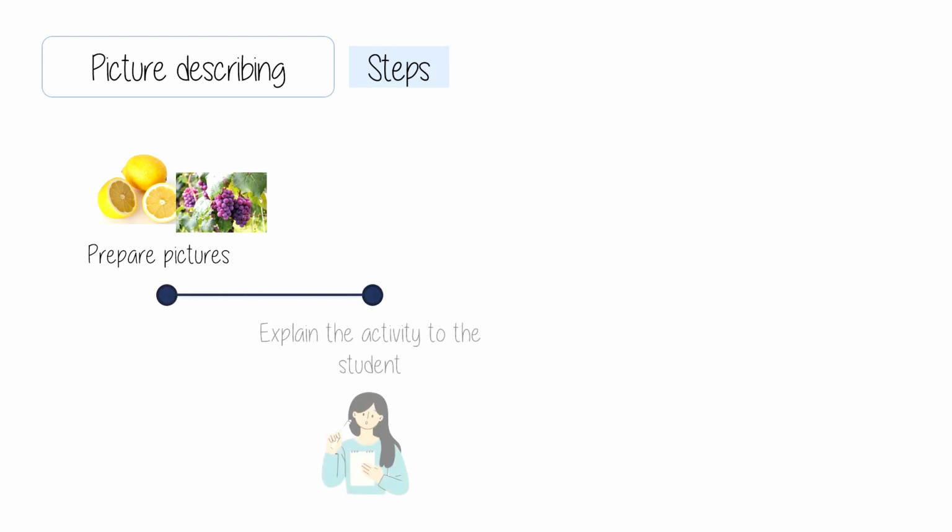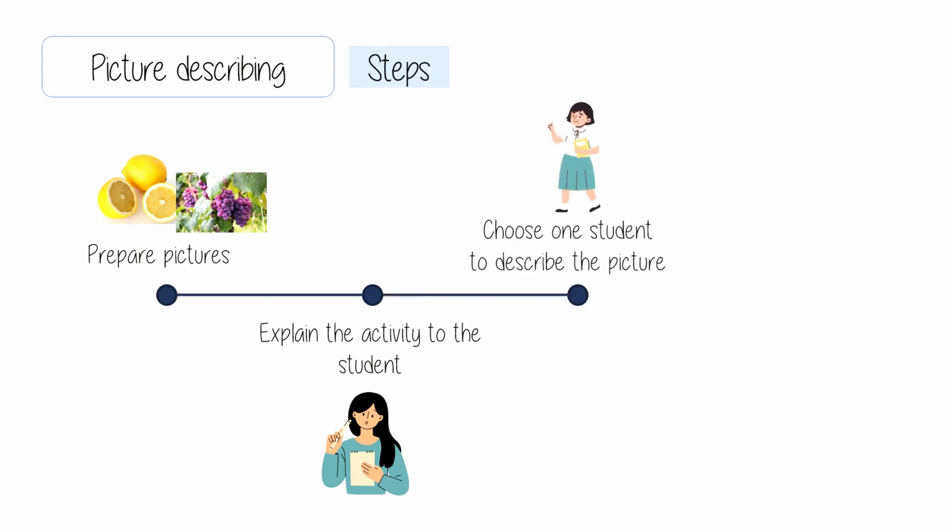The next step, after preparing pictures, is to explain the activity to the students. This is commonly done at the start of a learning process. We should explain to the students what we are going to do today, what the role of the students is, what their tasks are, and also what our role as a teacher is. The next step is to choose one student to describe the picture. We can show one picture and then choose a student randomly and ask them to describe the picture that we hold.